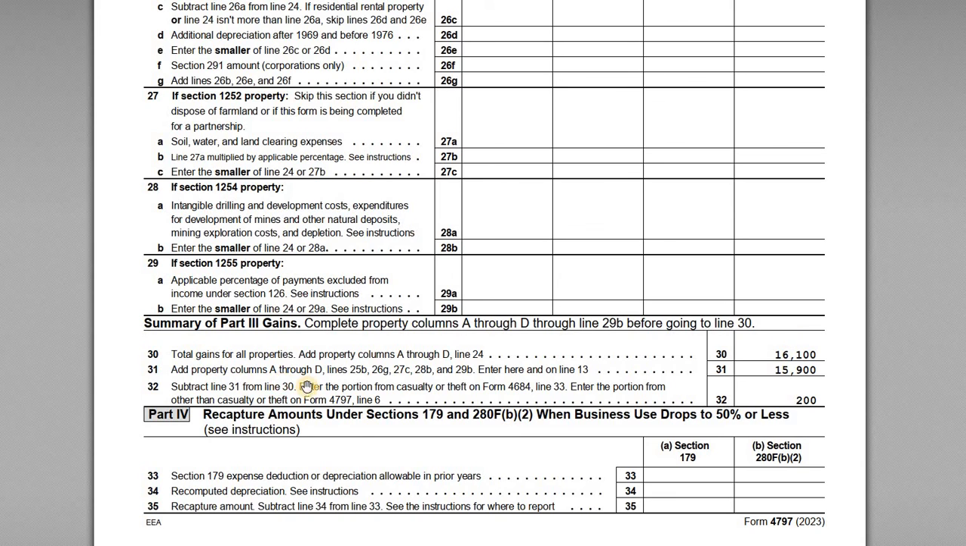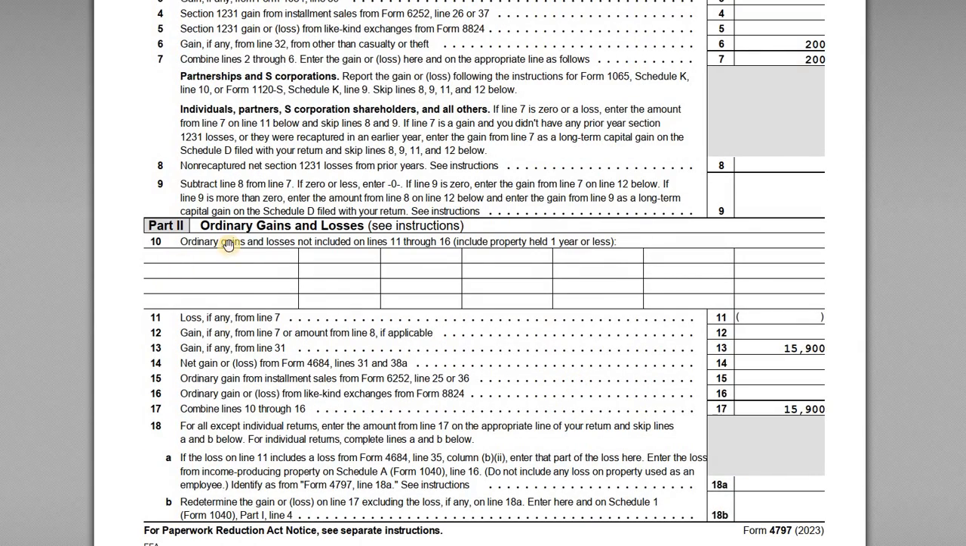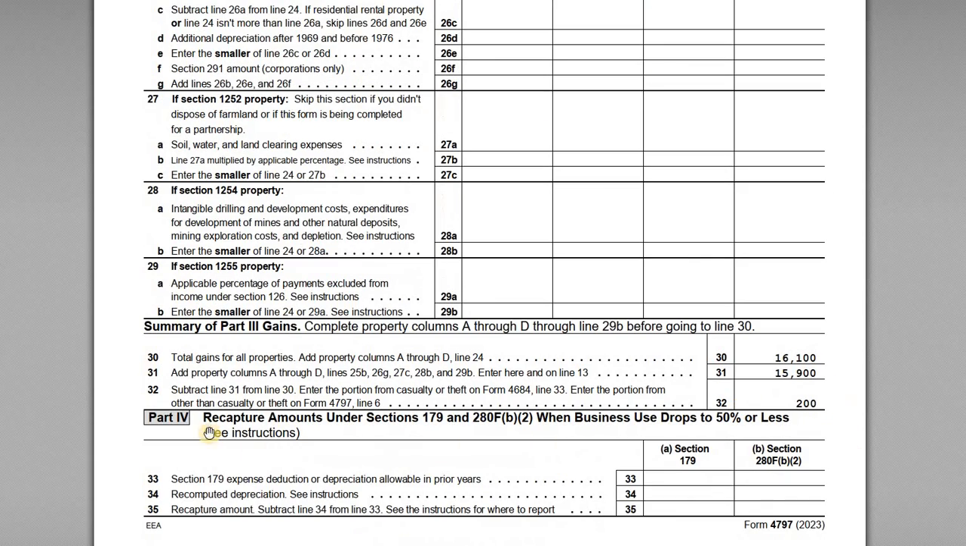Right, add the property columns A through D, enter here on line 13, right? So we've got $15,900 of ordinary gain that needs to be recaptured. So we'll go ahead and enter that on line 13 as they asked. So we go up here, ordinary gain or loss in part 2. Line 13 is the gain from line 31 down below. So there's our $15,900. Now, the other item, line 32, we subtract line 31 from line 30, and then we get the $200 of Section 1231 gain.